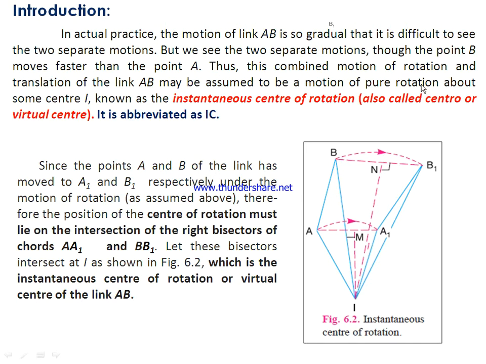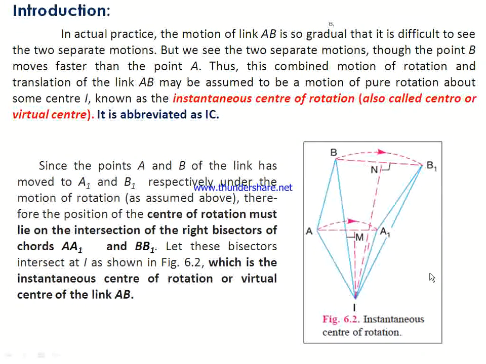Thus this combined motion of rotation and translation of the link AB may be assumed to be motion of pure rotation. That is very, very important. So here the combined motion of rotation and translation of any rigid link may be assumed to be the motion of pure rotation about some center denoted by letter I, which is called the instantaneous center of rotation. Also it is called centro or virtual center, and many times it is abbreviated as IC.